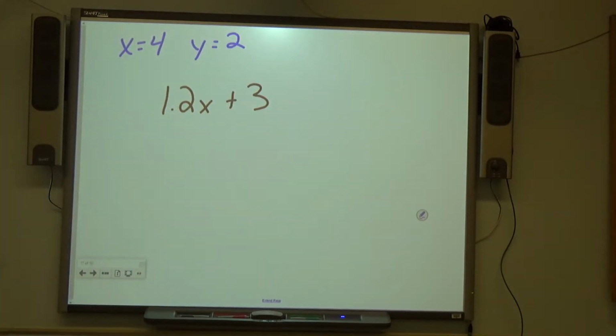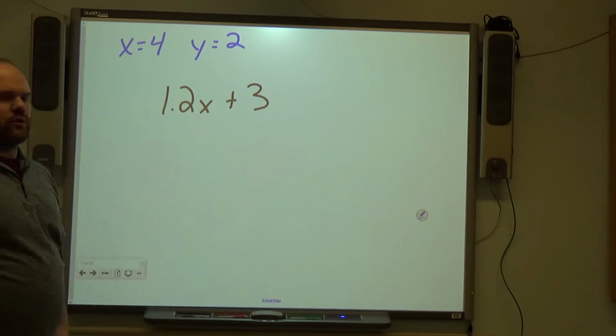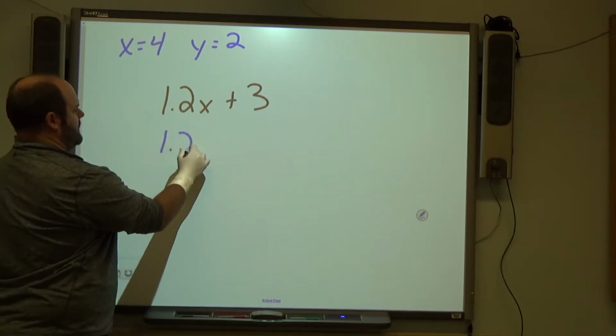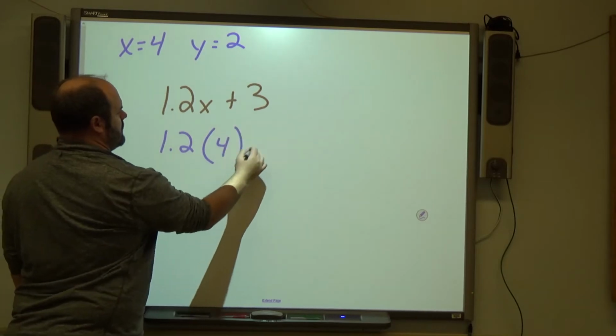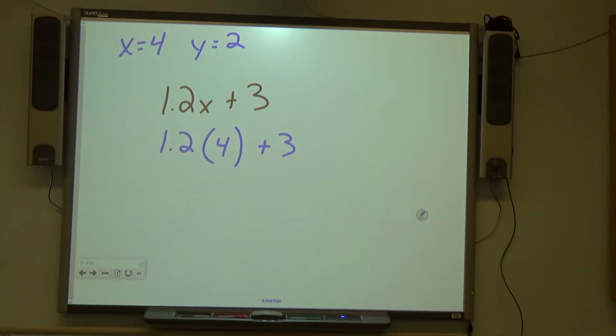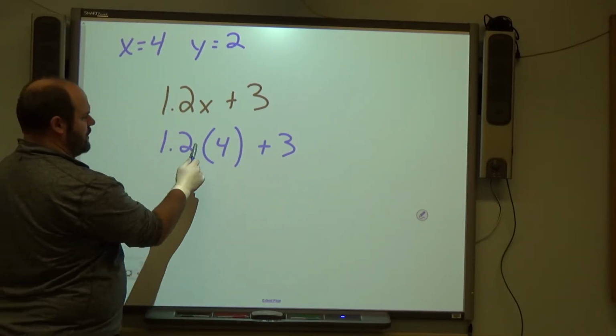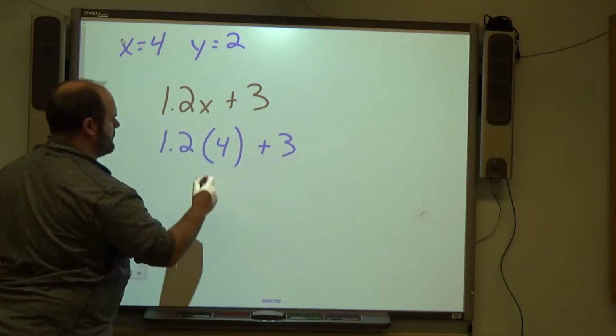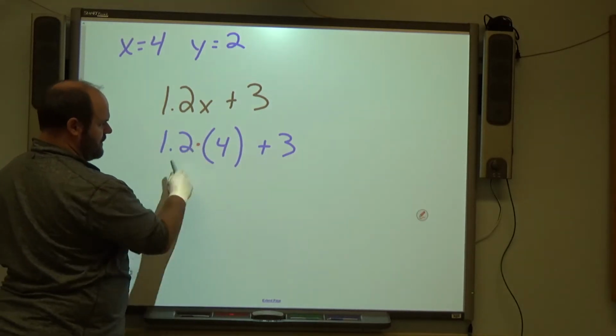Okay? Now, on this one, we do not have our parentheses. So, we're going to take 1.2 times 4 and plus 3. And I always, when you substitute a number in, like we're doing here, we're substituting 4 into x, use parentheses. That will help you. It's a good habit to get in because it will help you down the road. Okay, so here we have multiplication. Remember, when we have a number in parentheses, that also means multiply.